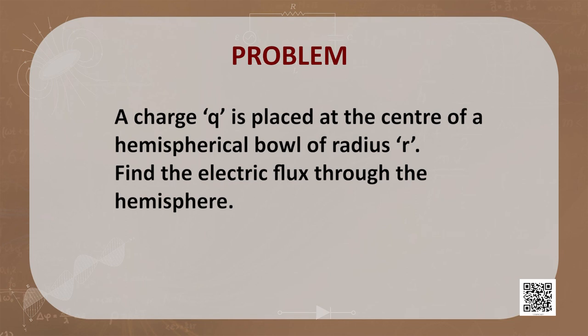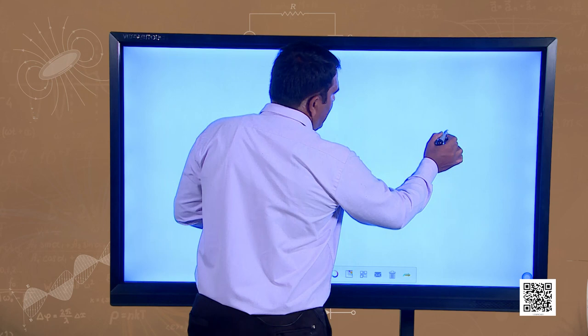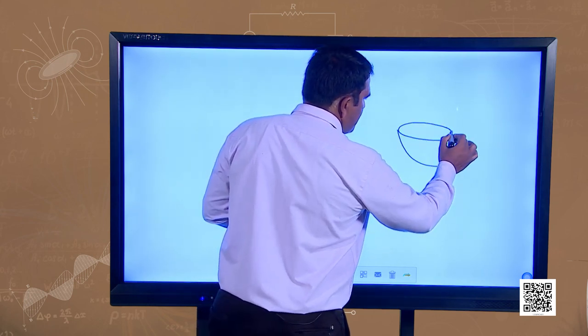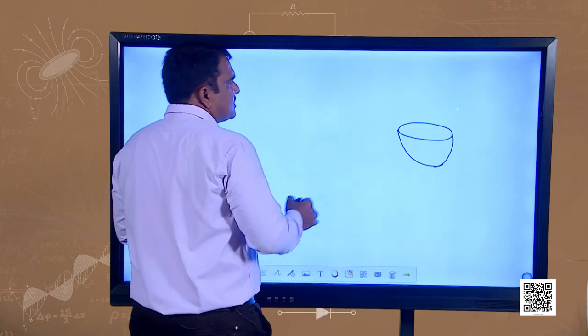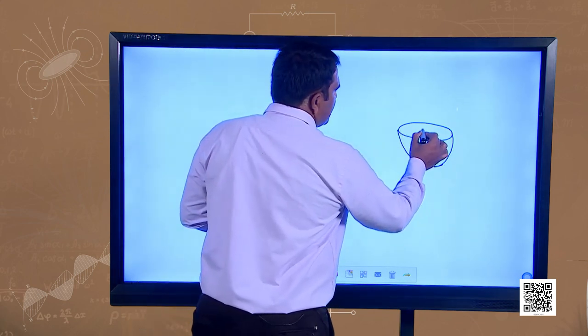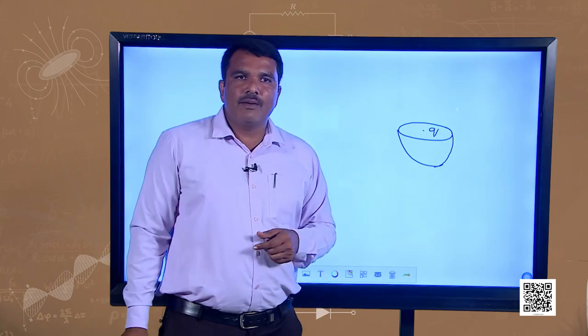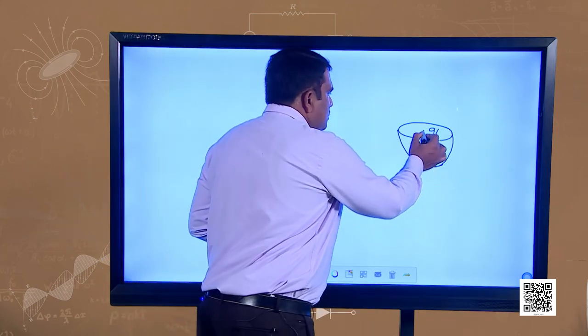Let us have another problem. A charge small q is placed at the center of a hemispherical bowl of a radius small r. Find the electric flux through the hemispherical bowl. Suppose we have a hemispherical bowl like this and a charge small q is placed here at the center of this hemispherical bowl of radius small r.